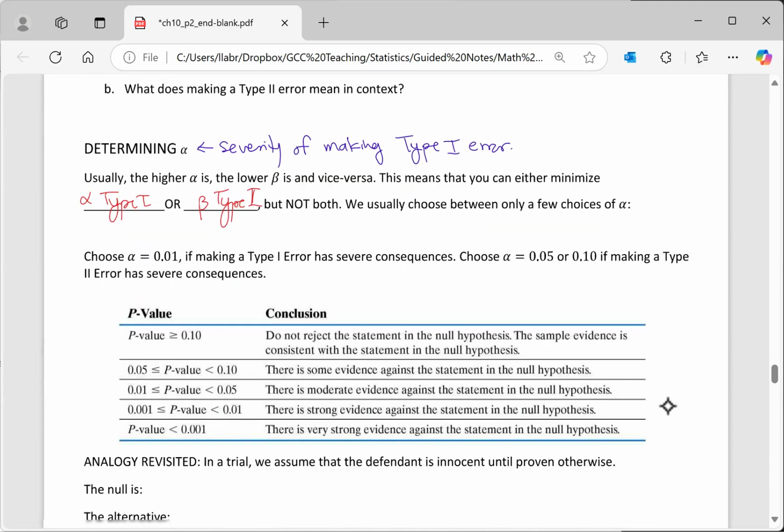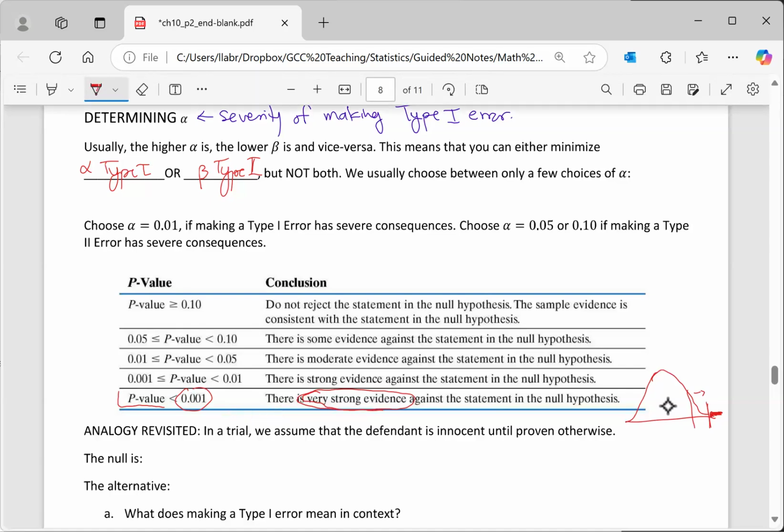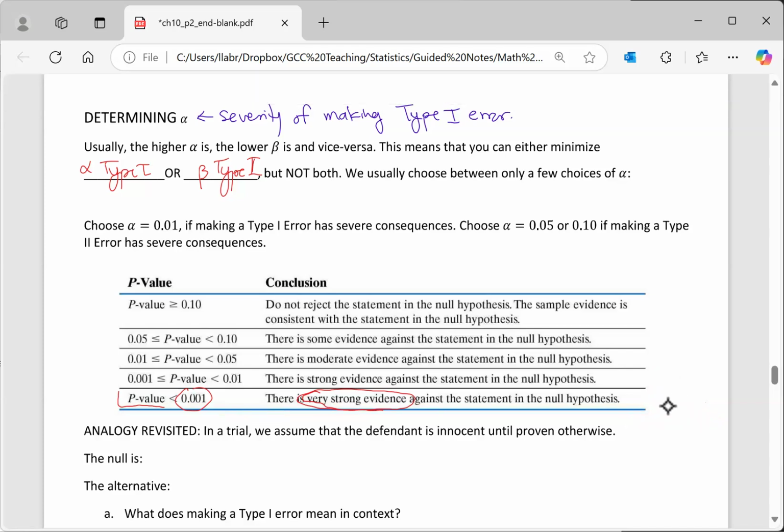There's only a few choices for alpha. And to help us determine why, let's take a look at this. Let's start with the very last one. If you get a sample that has a p-value very small, less than 0.001, then there's very strong evidence against the null hypothesis. And what you're basically doing is you're saying alpha is very small. And if alpha is very small, then that means that you're looking for very, very convincing evidence for you to reject the null. Visually, you're saying that your critical region is very far away. So instead of being here, you're pushing it further and further out. So you're requiring very intense, very significant evidence to reject the null. If you have that very significant evidence, then you're going to reject the null. This basically happens when you minimize type 1 error.